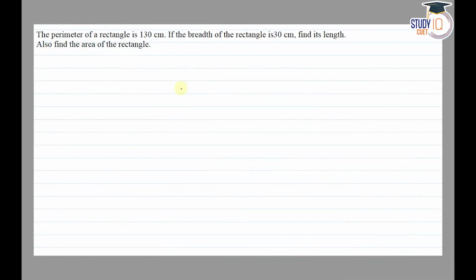Hello everyone, this question appears in class 7th NCERT chapter of perimeter and area. This is 7th question of its exercise 11.1. So the question says that the perimeter of a rectangle is 130 centimeter. If the breadth of a rectangle is 30 centimeter, find its length. Also find the area of the rectangle.